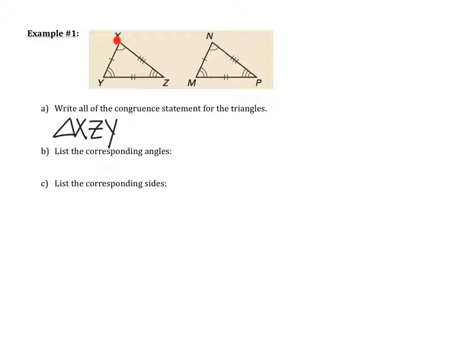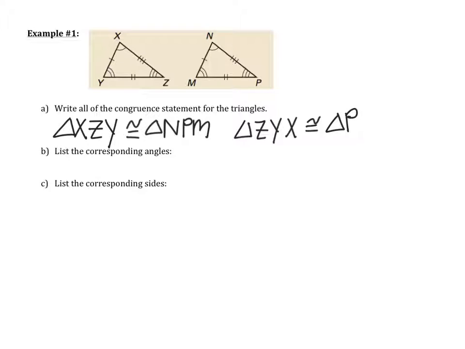Notice if I start at X, I'm going this way. So if I start at N, which corresponds with X, I'm going to go this way. So I have triangle XZY is congruent to triangle NPM, listing them all in corresponding order. I could also start off by using Z as my first letter. So if I said triangle ZYX, since Z corresponds with P and I went in this order, I can start with P and go in that order. So I would say triangle PMN.